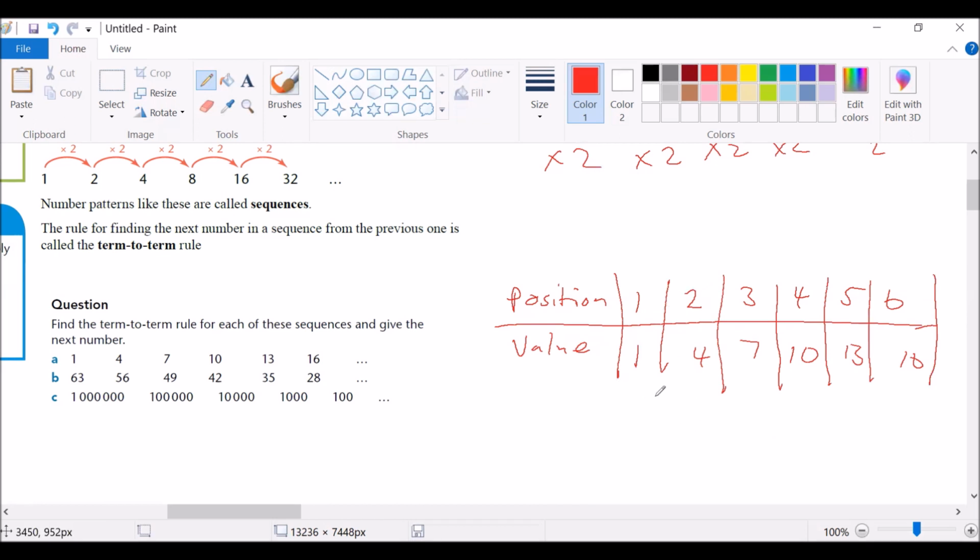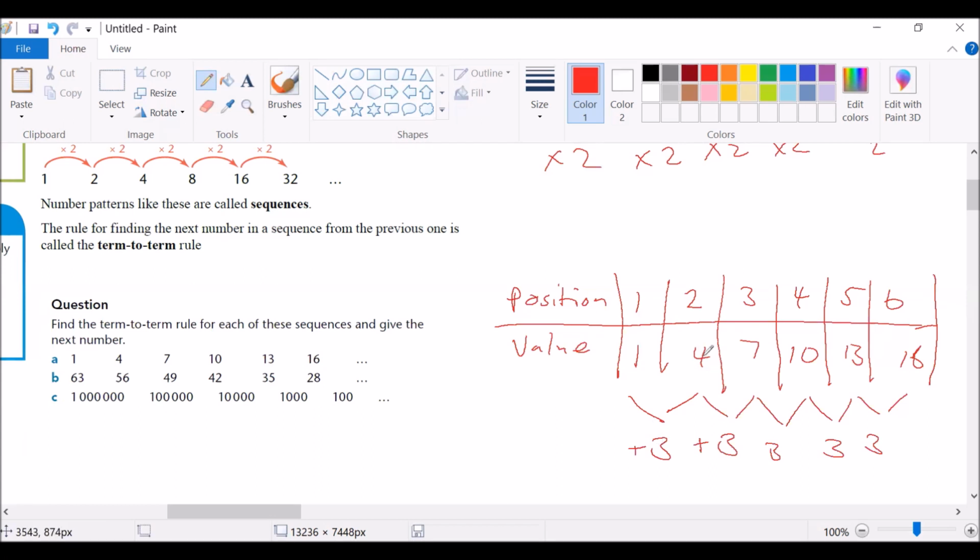Let's test addition. We take this number and subtract the previous one. 4 minus 1, 3. 7 minus 4, 3. 10 minus 7, we get 3. 13 minus 10, again we get 3. 16 minus 13, we get 3. So each time we are adding 3 to a number to get the next.